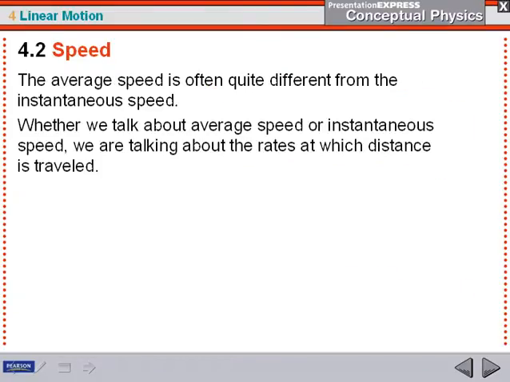So average speed can be very different than instantaneous speed. In both cases, you're still talking about rates of distance traveled. And the important thing about rates is that a rate is always going to be something divided by time. The rate of something happening per time.